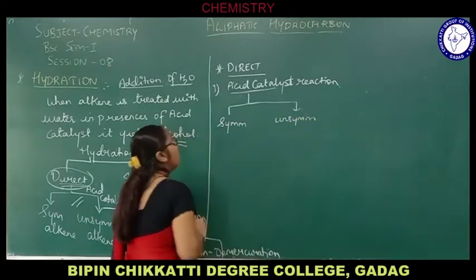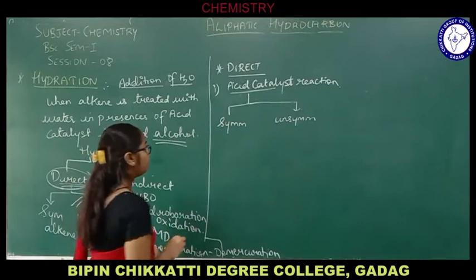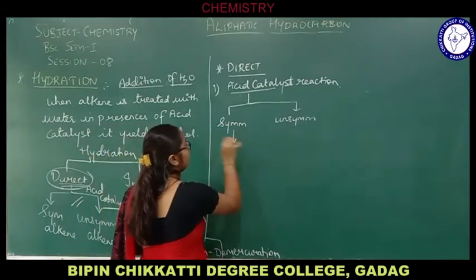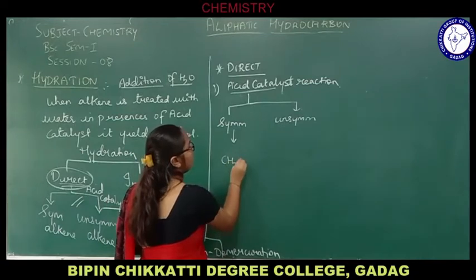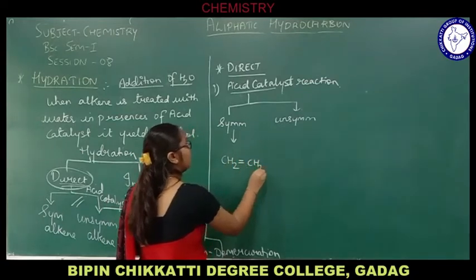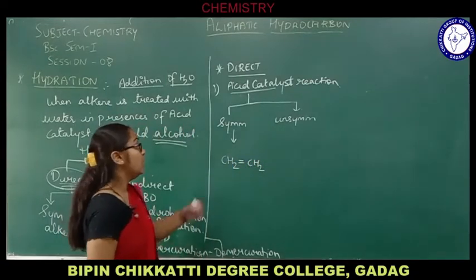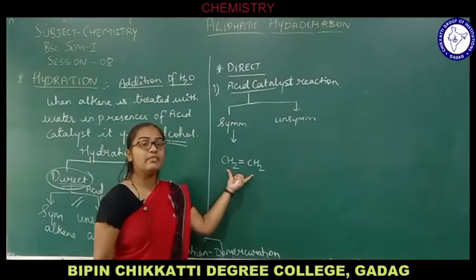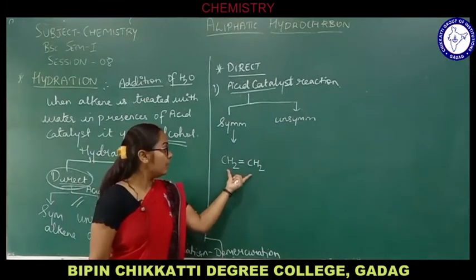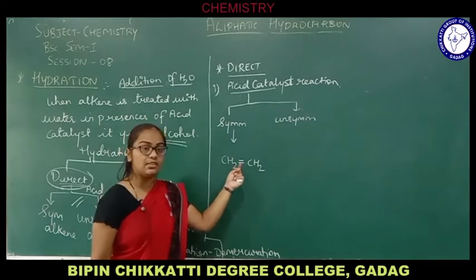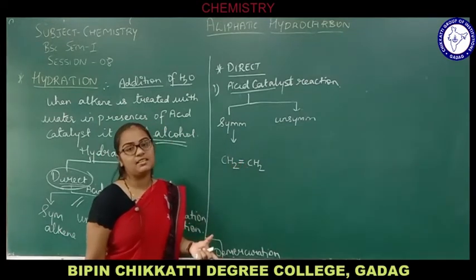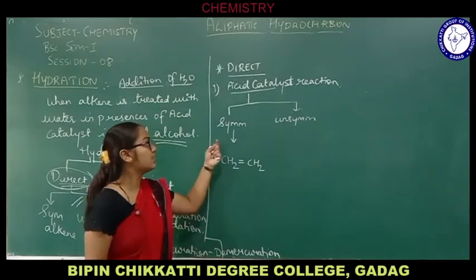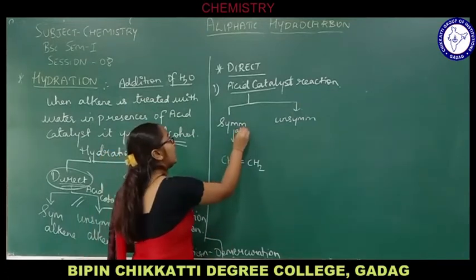Okay, now for symmetrical alkene, here the basic example we'll take, then you'll understand more precisely. Now this is a symmetrical alkene. Why do we say this is a symmetrical alkene? Because across the doubly bonded carbon atoms, the same number of hydrogens and the same number of carbon atoms are there. Thereby it is considered to be a symmetrical alkene.